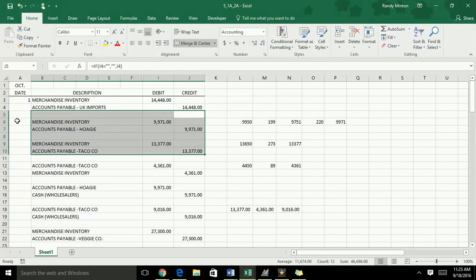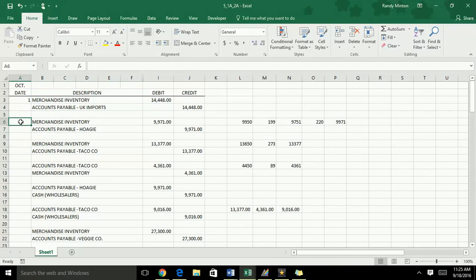Okay, so the next item. On the 3rd, we purchased merchandise from Hoagie Company, $9,950, terms FOB shipping point, 2/10, net EOM. That's what EOM stands for, end of the month. Prepaid freight of $220 was added to the invoice.